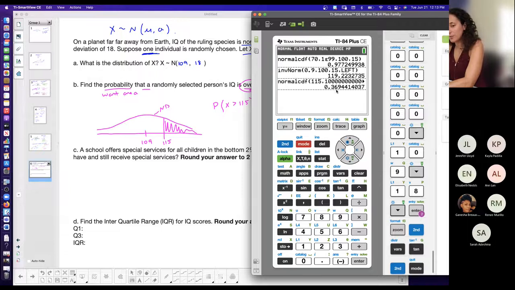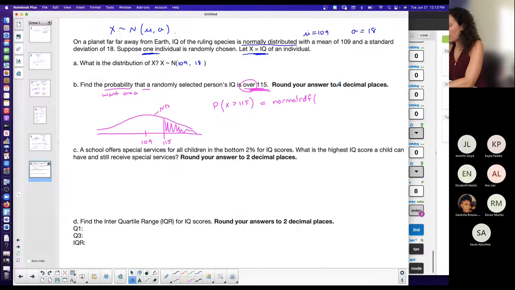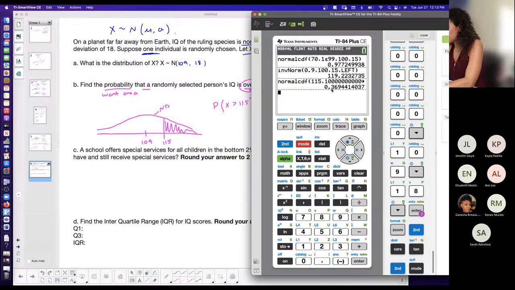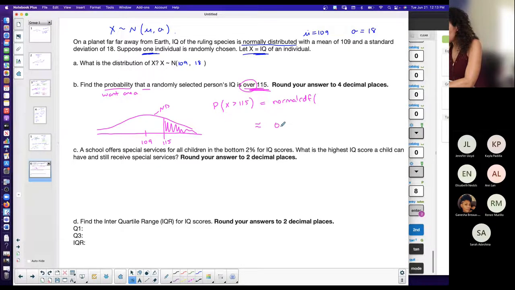Okay. 0.36, so remember, this was a probability, right? We wanted probability. And typically when we do probability, we take 4. Obviously, pay attention to how they want you to round, but typically we take 4 digits to the right of the decimal. 0.3694. I'll fill this in after for your notes.